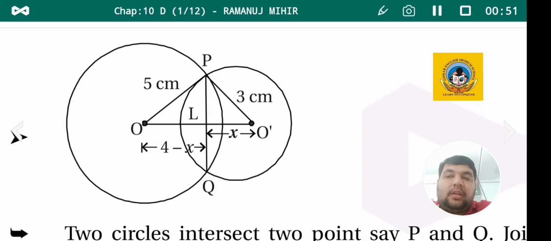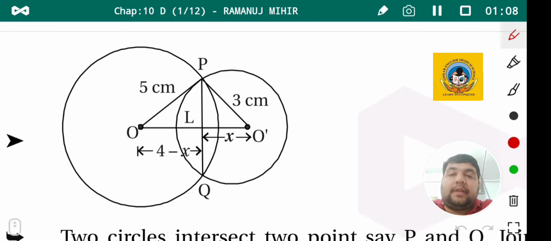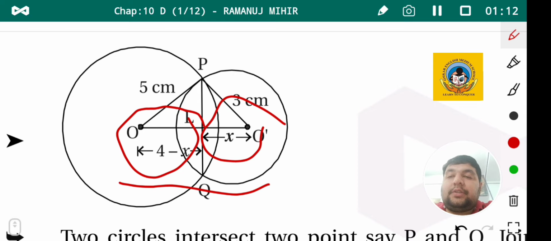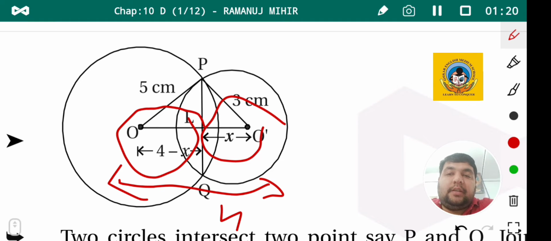Now is it clear to everyone? Now the distance between these two centers is 4 cm. So what will we do? We will consider this distance LO' is equal to x. So this will become 4 minus x because this total distance is 4, as given in the question. Just make a common figure, it is not exactly per measurement.